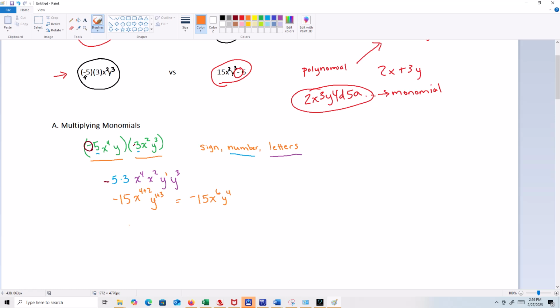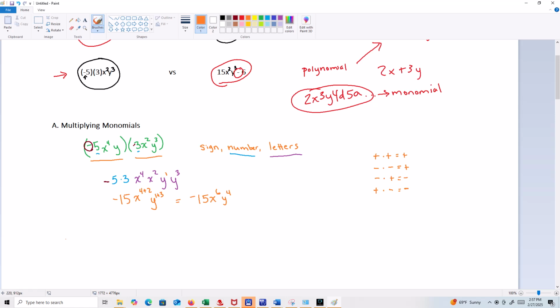Okay, so that is multiplying monomials. And just as a quick reminder about multiplying positive and negative values, if you multiply a positive times a positive, it gets a positive. If you multiply negative times negative, you get a positive. If you multiply negative times positive, you get a negative. And I'll do the opposite in case you don't know. If you do positive times negative, you'll get a negative number. So make sure you remember all of that.